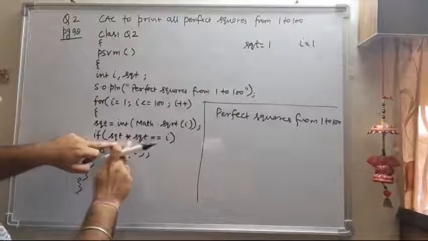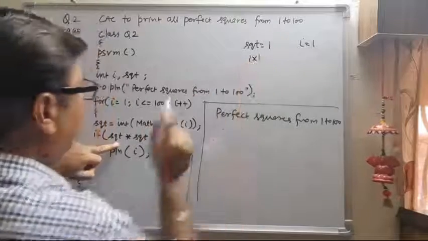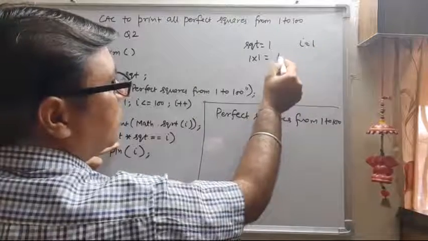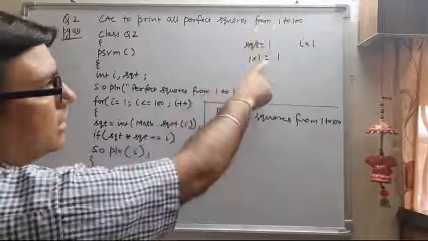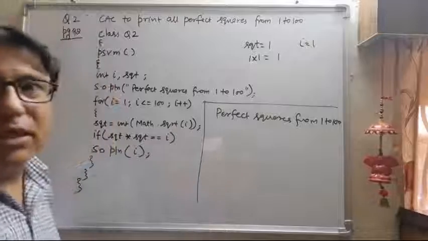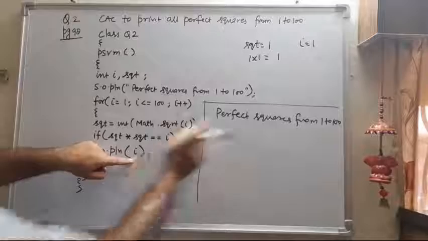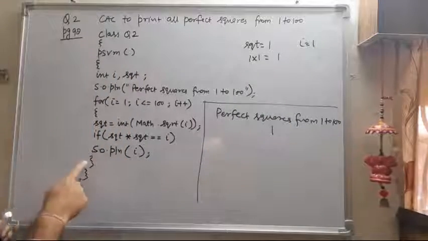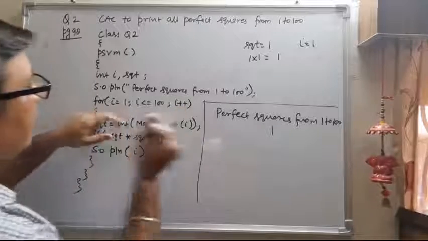If sqt into sqt, that is 1 into 1, is equal to i. What is i? 1. So this condition is true, since 1 is equal to 1. So 1 is a perfect square, and 1 will be printed on the screen. SOPLN i, that is, 1 is printed on the screen. Now this loop will go again here. The value of i will become plus plus, that is, the value of i will become 2.